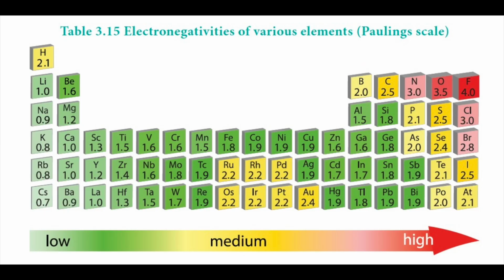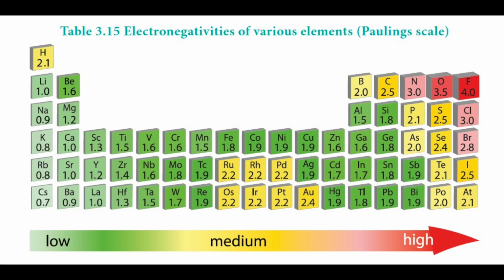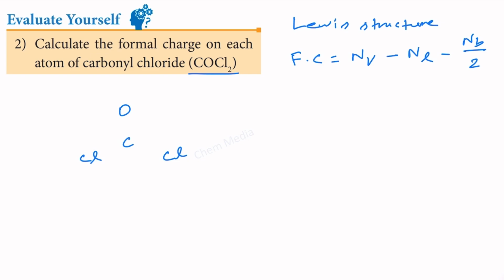Now, we know that oxygen is more electronegative than carbon and chlorine is also more electronegative than carbon. Therefore, we are placing the carbon atom at the center and then placing the electronegative atoms around carbon. The atomic number of carbon is 6. Therefore, the electronic configuration is 1s2, 2s2, 2p2. Here we have 4 valence electrons.